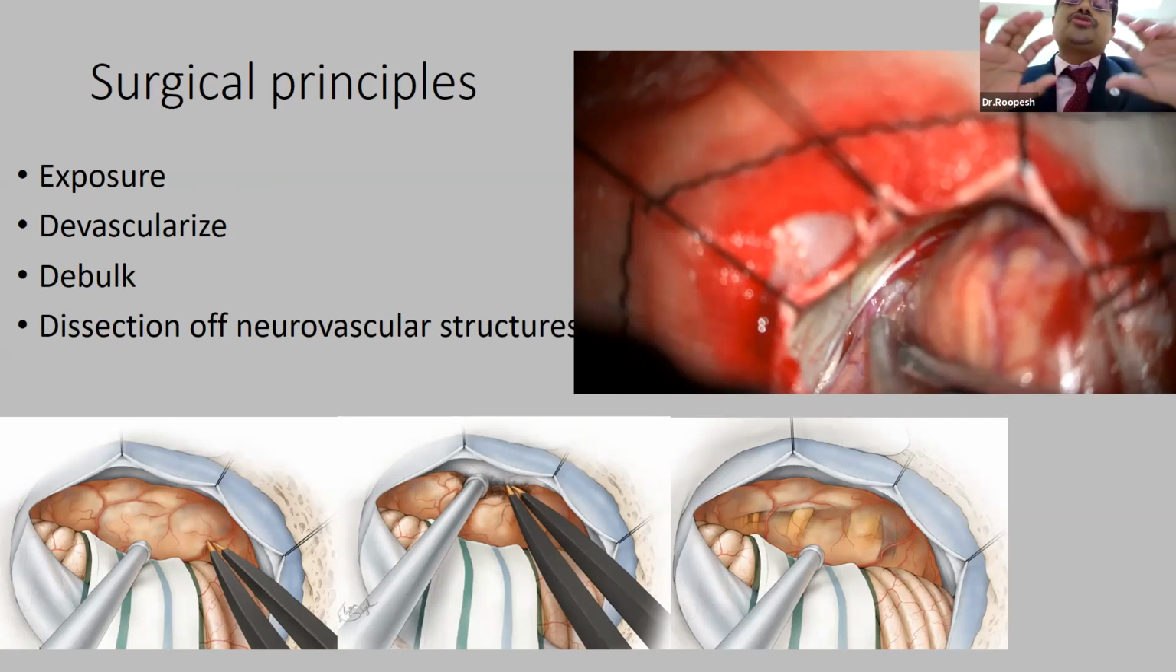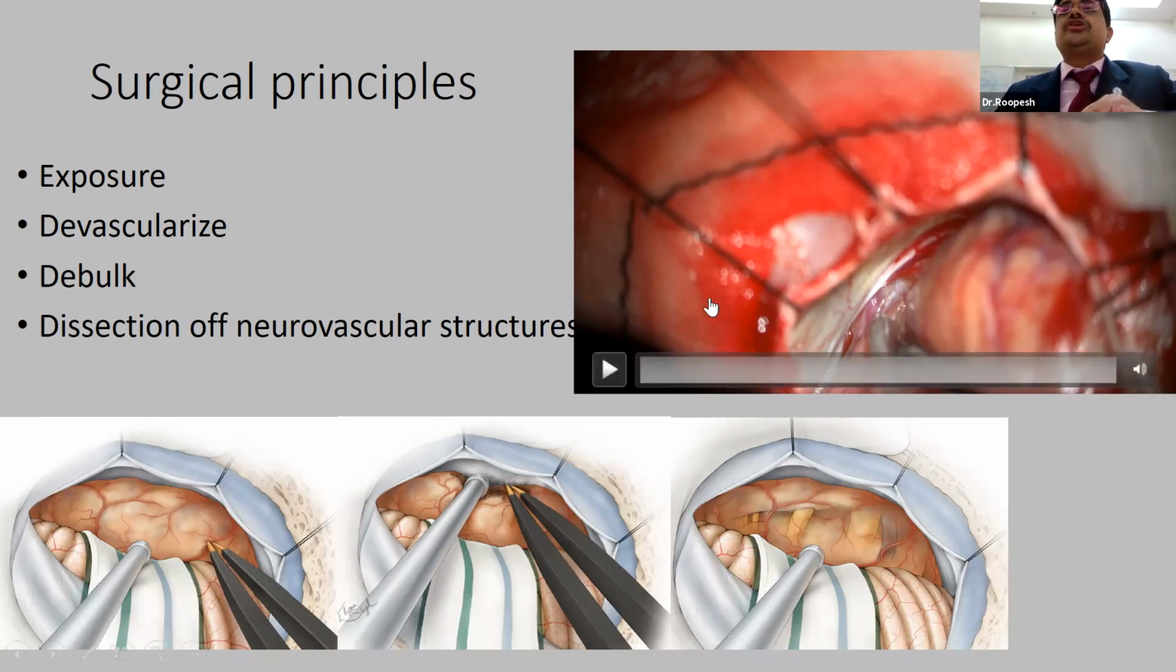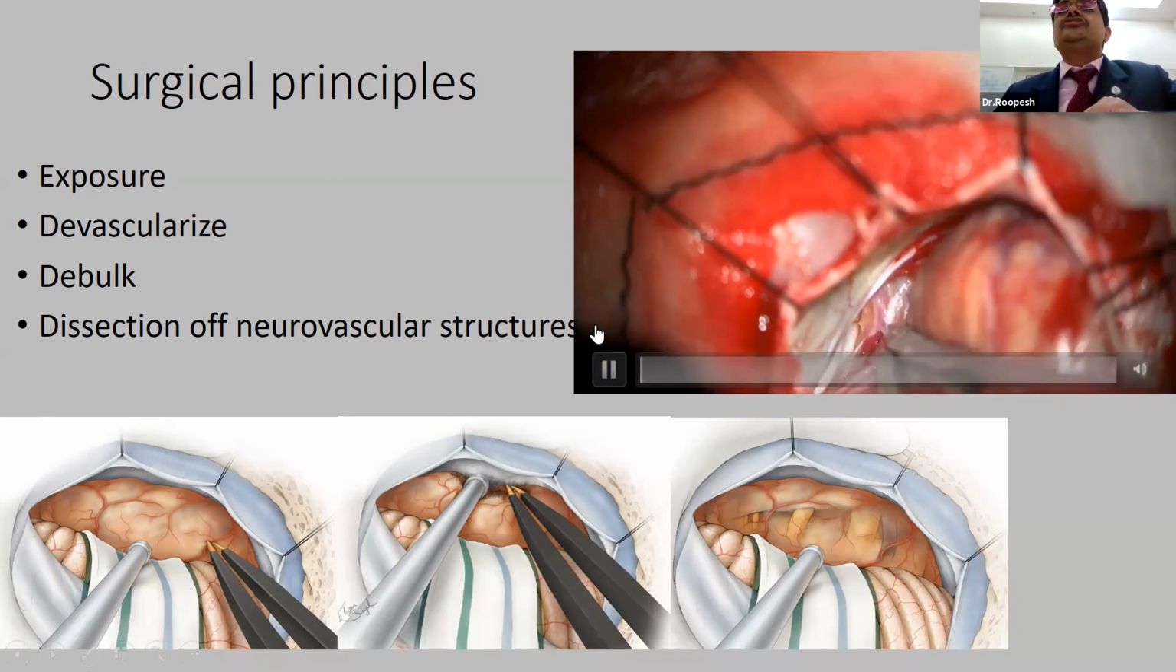Devascularization sometimes may not be possible all the time, because sometimes it's deeper. You may not be able to. You may have to debulk some tumor before you get into the devascularization, and achieve significant decompression before dissecting the neurovascular structures. So this is the same. A good arachnoid opening is mandatory.